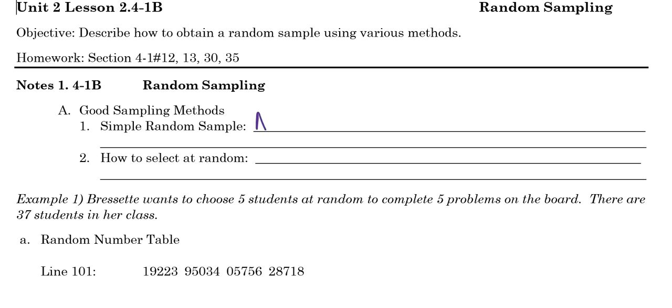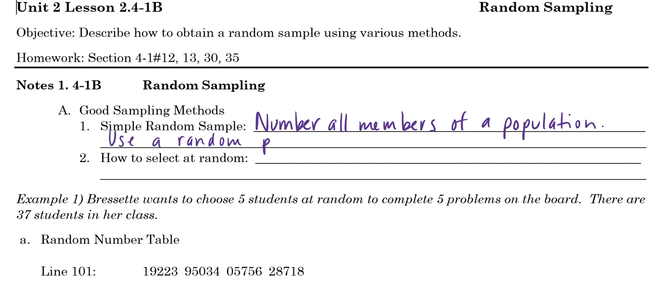The way that it works is you are going to number your population. So number all members of a population. And then you're going to use some sort of random process involving chance to choose the sample. So use a random process that involves chance to choose the sample.